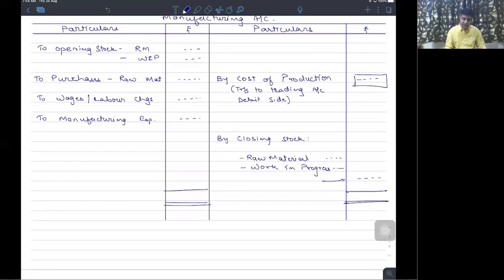In fact, I can develop certain mathematical equations on the basis of the manufacturing account. Now, you had certain opening stock of raw material. You made certain purchases of raw material as well as WIP. And then you had certain closing stock. You had certain closing stock of raw material.